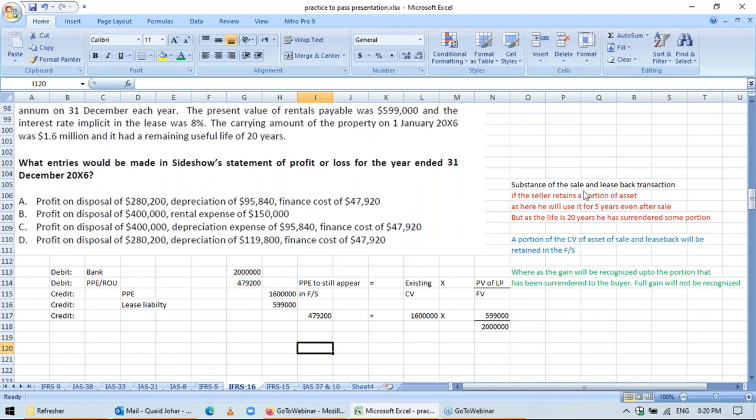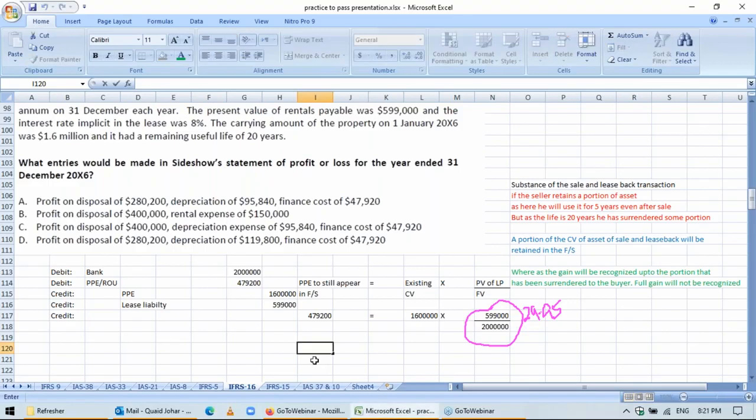You have retained a portion of it. So the retained portion is this much. See, what is the retained portion? If you divide this 599,000 by 2 million, you get 29.95%. So this much you have retained. So the rest has been sold. So what portion is sold? 70.05%. So you can only record the portion of the gain which has been sold. So how will we calculate that gain?